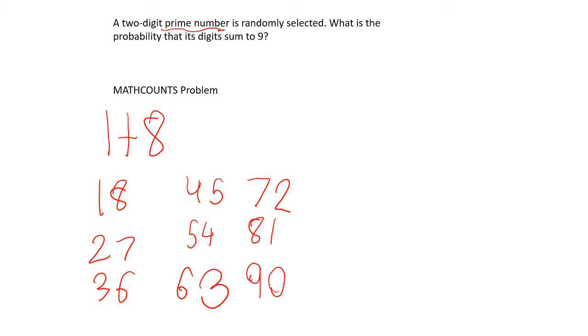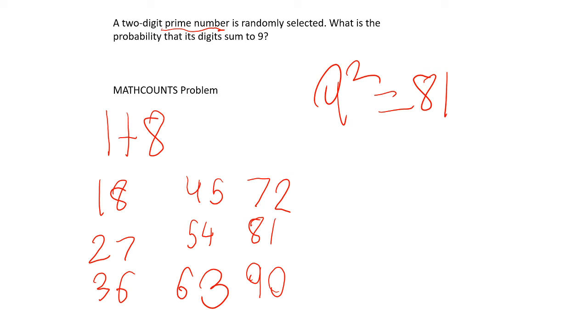36 is composite. 6 times 6 is 36. 45 is a multiple of 5 and 9, so it's composite. 54 is composite. It's a multiple of 6 and 9. 63 is composite. It's a multiple of 9 and 7. 72 is composite. 72 is actually a big one. It's a multiple of lots of things, like 12, 2, 9, and 8. 81 is obviously a composite number because it's a perfect square. 9 squared is 81. So 81 is definitely not a prime.